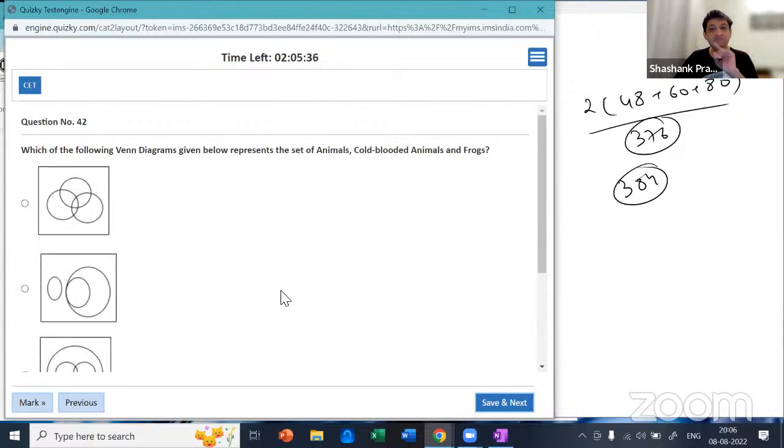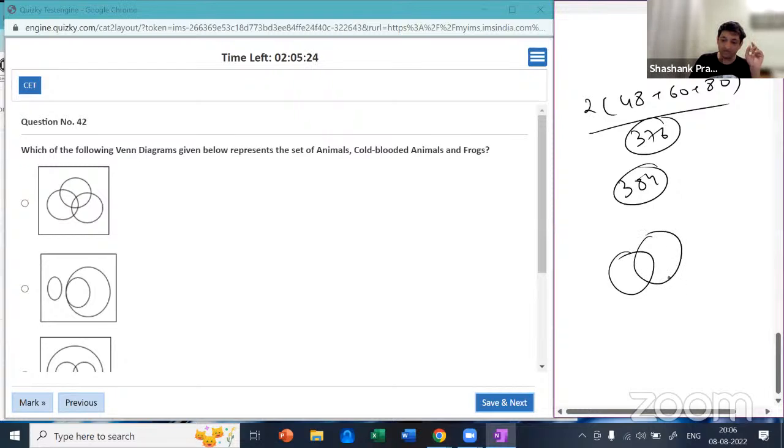Animals, cold-blooded animals, and frogs. Frog is a cold-blooded animal. That is a bit of GK. So animals, some of them will be cold-blooded animals. Birds can also be classified as cold-blooded. So I will have animals here. Some of them are cold-blooded, and all frogs are cold-blooded. So something like this should happen.